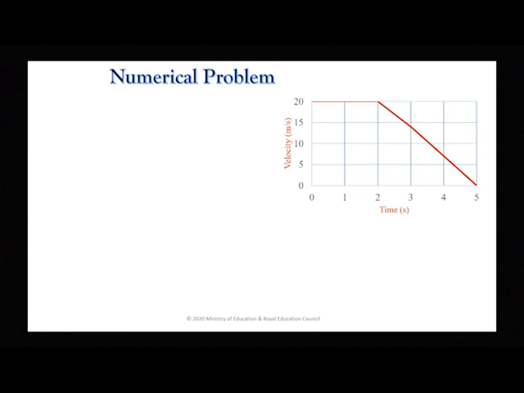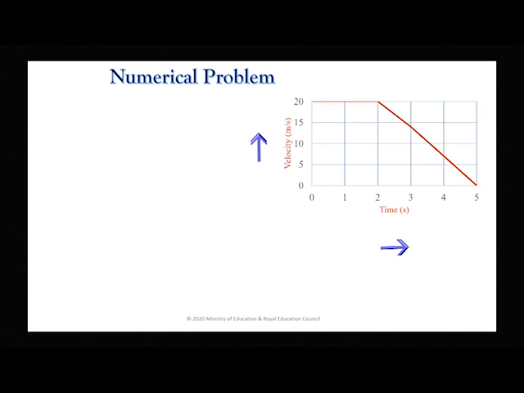Now let's look at this graph. See, I've plotted a graph. In the x-axis we have time measured in second. In the y-axis we have velocity measured in meter per second. So what is this graph called? This graph is called a velocity time graph. Okay, so let's look at the first question.